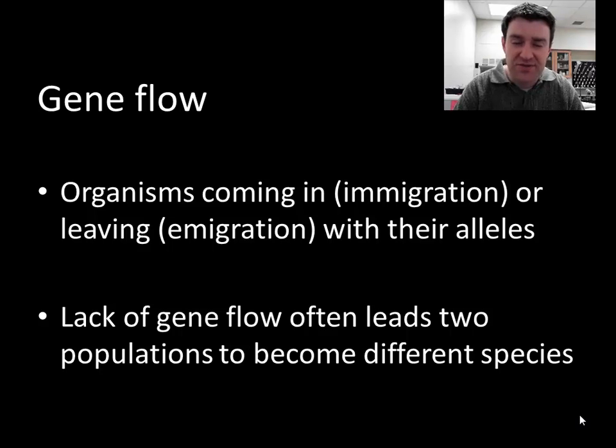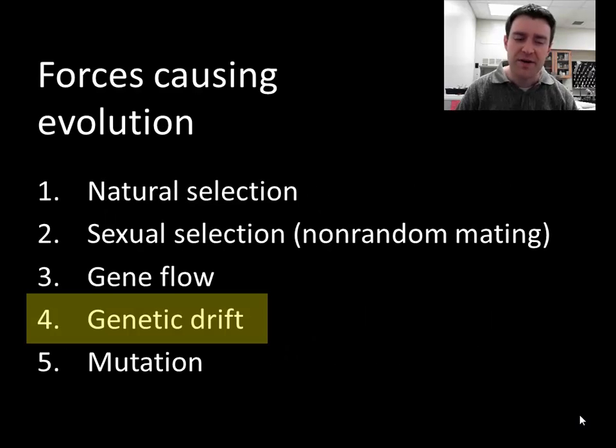Something that we'll see in Chapter 24: oftentimes a lack of gene flow or greatly reduced gene flow between two groups, if they're not meeting together and reproducing as much, might be putting them on the road to become different species from each other. But we'll see that more a little bit later. So let's talk about genetic drift.